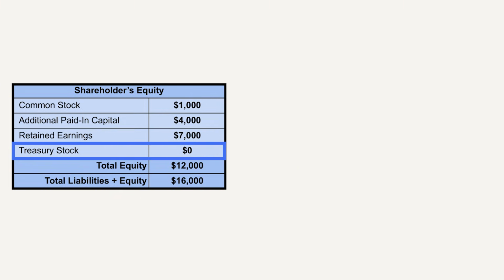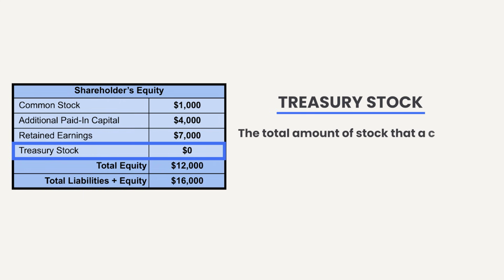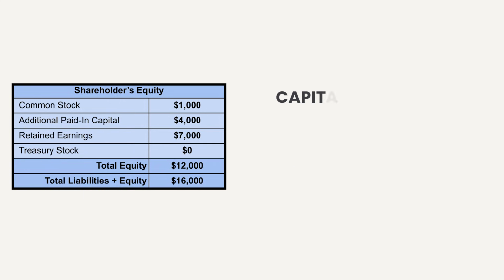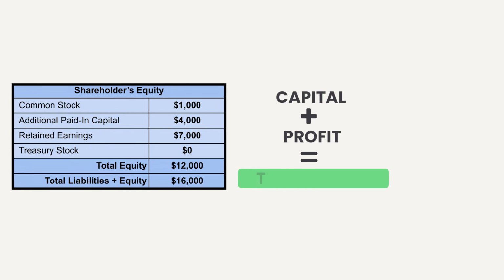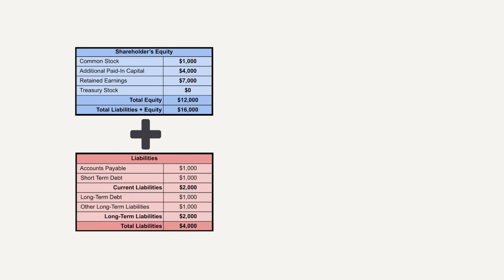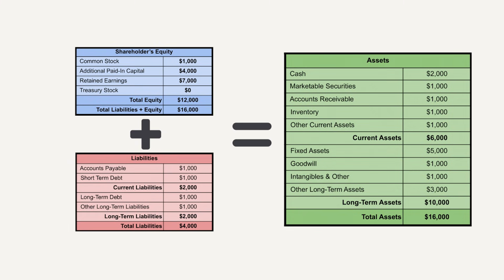And the final number you'll see on shareholders' equity is called treasury stock, which is the total amount of stock that a company has repurchased from its investors through stock buybacks. All of the company's equity sources are added together to get the company's total equity, which when we add to the company's liability gives us the total liabilities plus shareholders' equity, and this number always exactly equals the company's total assets.